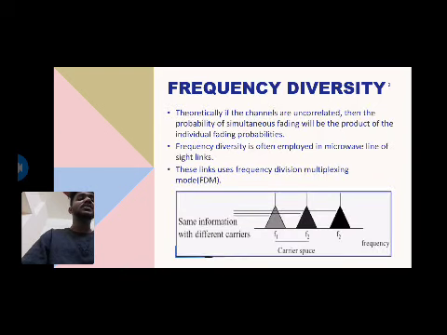Frequency diversity. Theoretically, if the channels are uncorrelated, then the probability of simultaneous fading will be the product of the individual fading probabilities. Frequency diversity is often employed in microwave line of sight links. These links use frequency diversity multiplexing mode: the same information with different carriers.